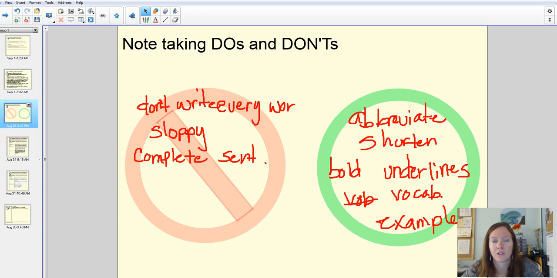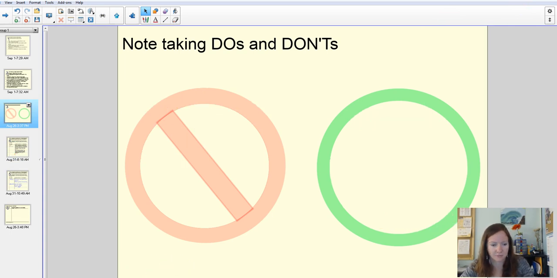to help you understand. So again, one of the biggest tips is don't try to write every word. It's not useful, and you're unlikely to go back and read all of that. Try to abbreviate, shorten, and stick to the key points like the bold words and vocabulary. So let's look at what's next here. And we'll go to this next.